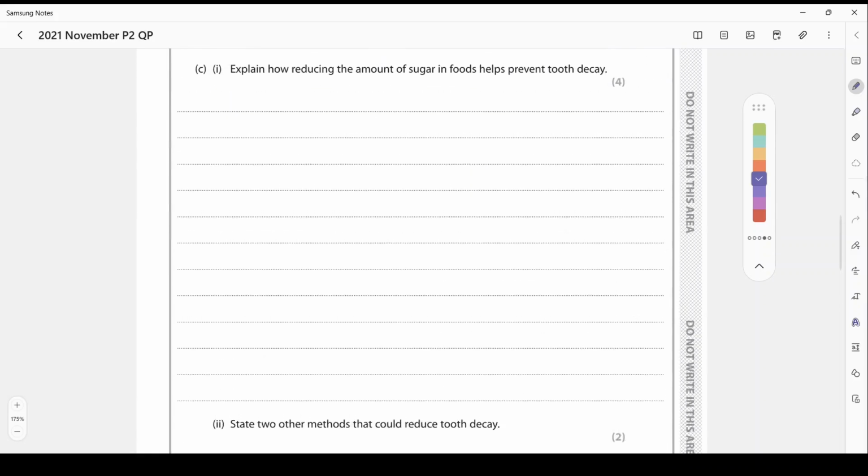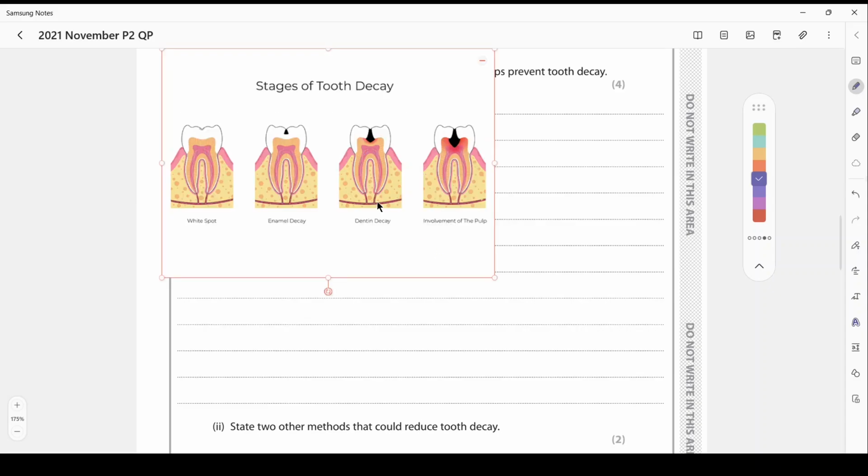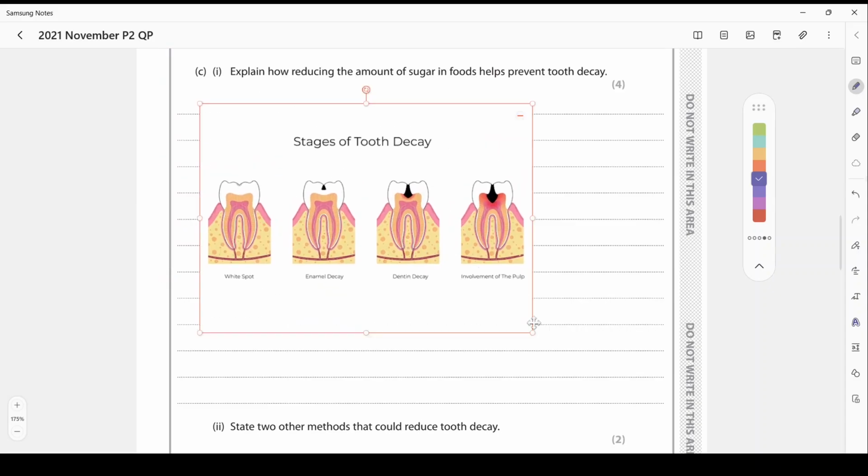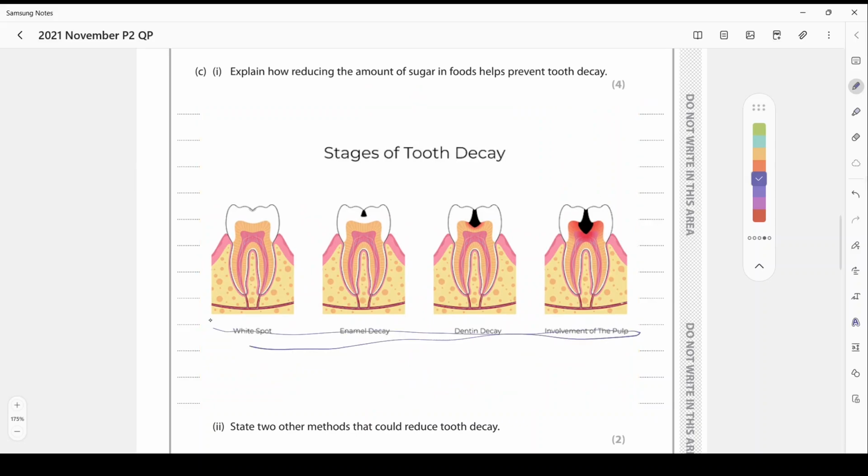Okay, let's go on to part C1. Explain how reducing the amount of sugar in foods help prevent tooth decay. So I'm going to include a diagram here just to show you. Right, so the details that you see at the bottom, you can just kind of ignore that.